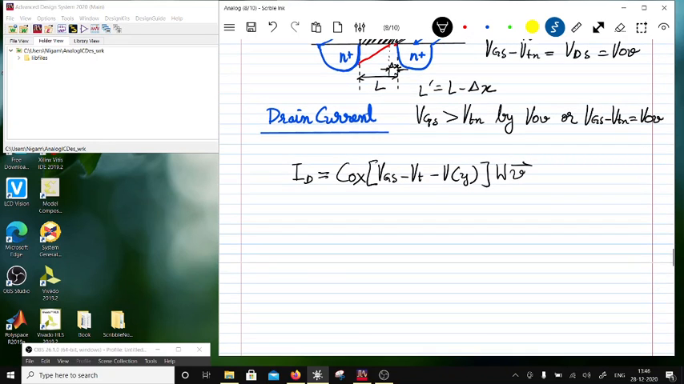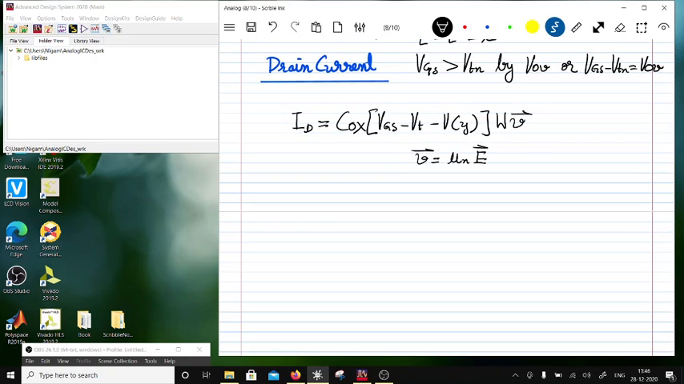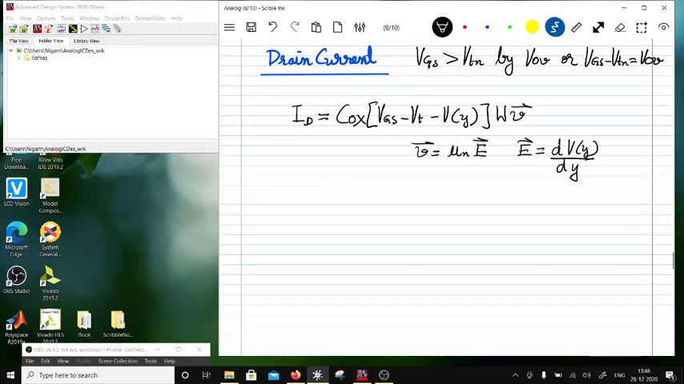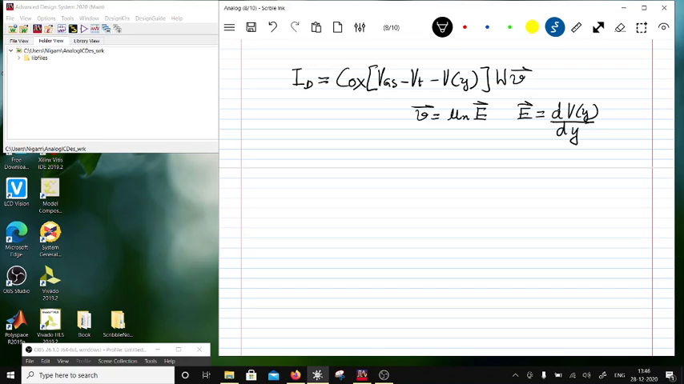Okay, so now let us see what this velocity is. This velocity is mobility times the applied field. I'm ignoring all the signs, and this field is going to be equal to the grad of V. So in this case this will basically be dVy over dy. Again, I'm ignoring the signs here. Okay, so let's substitute everything back.